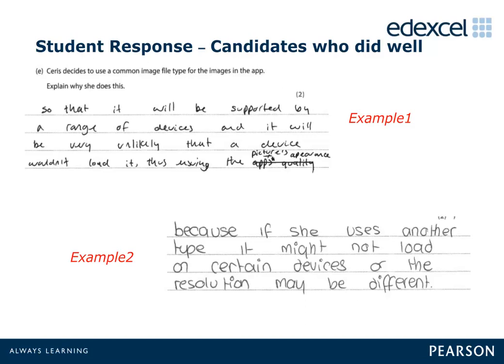Example 1. This gains 2 marks. So that it will be supported by is enough to show an understanding of compatibility, 1st mark. A range of devices, 2nd mark. Example 2. This is awarded 1 mark. The response says that another device might not load it, but does not provide a linked response to show deeper understanding of compatibility or the need to install additional software.